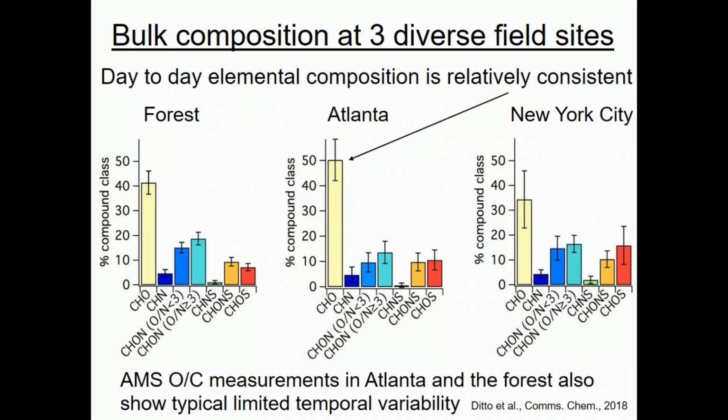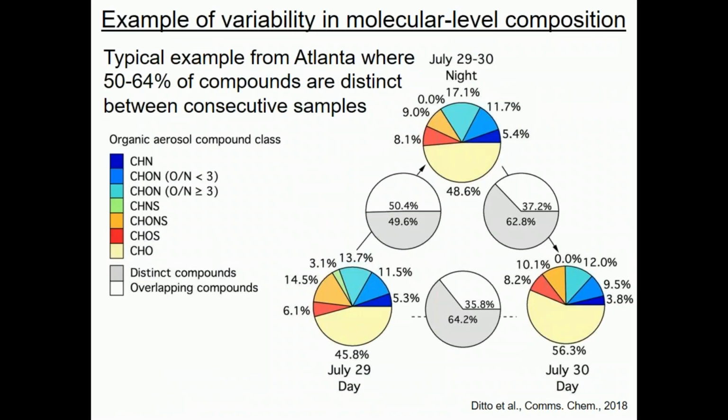And this also aligns with the AMS Odyssey measurements in Atlanta and the forest that show relatively limited variability across the course of these campaigns. But now when we take a dive further down and look at this at the molecular level, we actually see much greater level of variability at the molecular level.